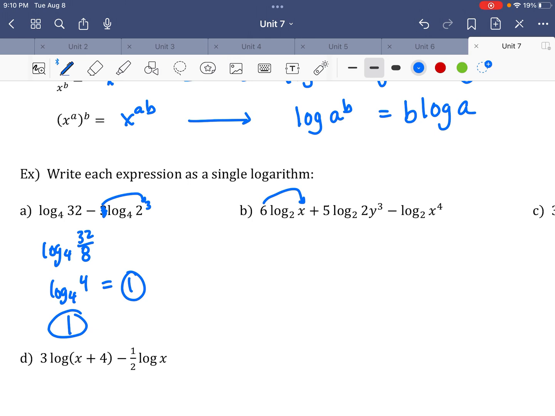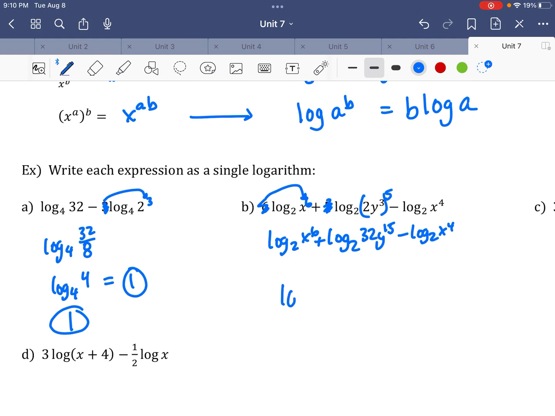All right, over here, anytime I have an exponent, it's going to go up top. So it's going to be a 6 here. This 5 is going to go around all of this. And the last one doesn't have one. Okay, so here we go. So I got log base 2 of x to the 6th, plus log base 2, that's going to be 2 to the 5th, that's 32, y to the 15th, minus log base 2 of x to the 4th.